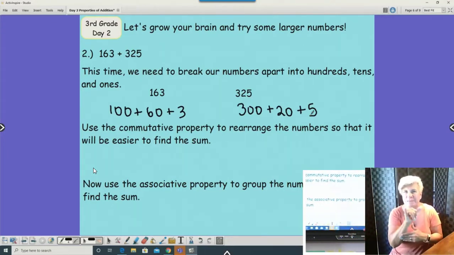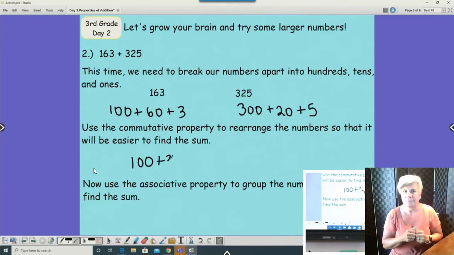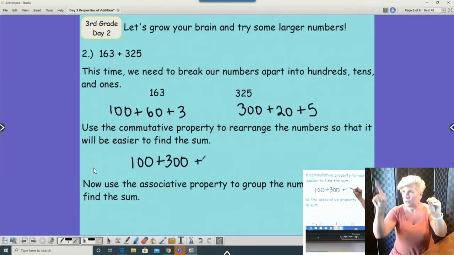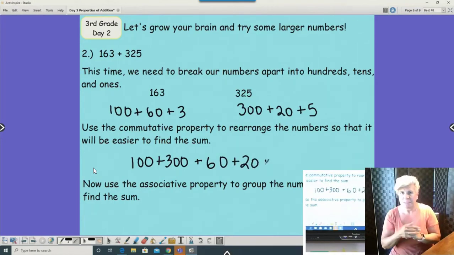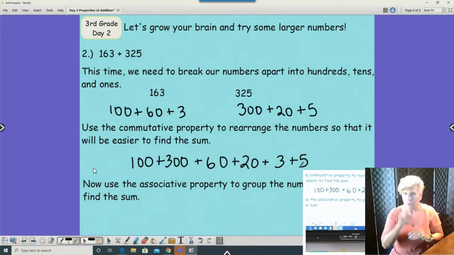Let's start with our hundreds. So let's bring our 100 and our 300 and let's put them together. What do you think we should bring next? I agree. I think the 10 should come next. Okay, so here we go. I've got 60 plus 20, and then that only leaves our 1, so let's bring our 1's down. 3 plus 5. So our commutative property just said switch the order to make it easier.